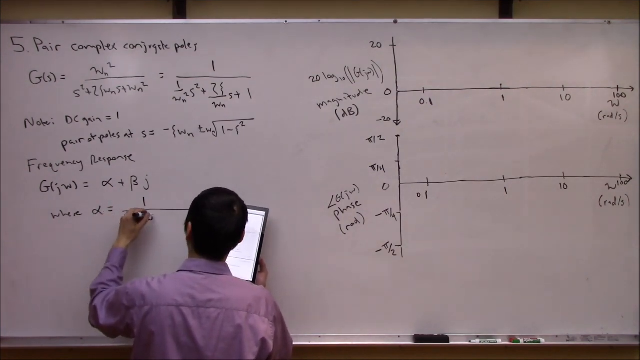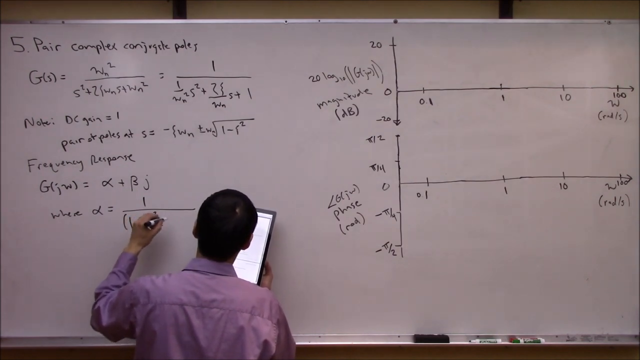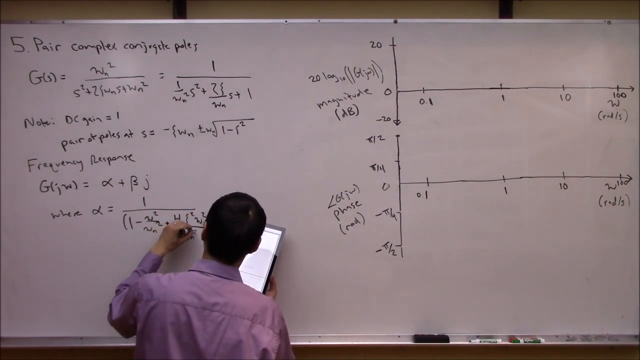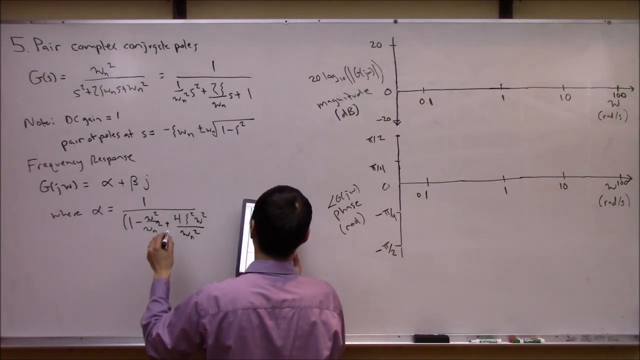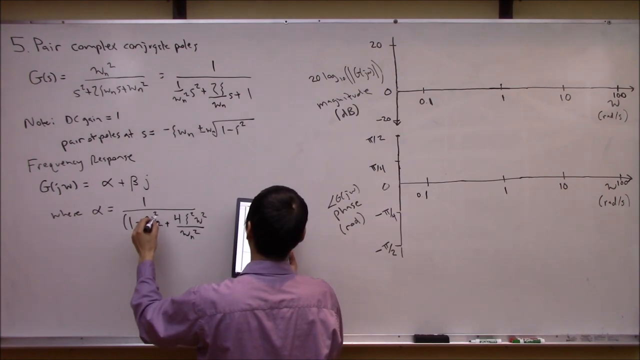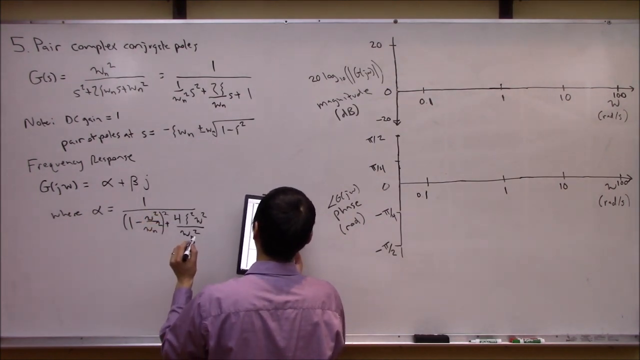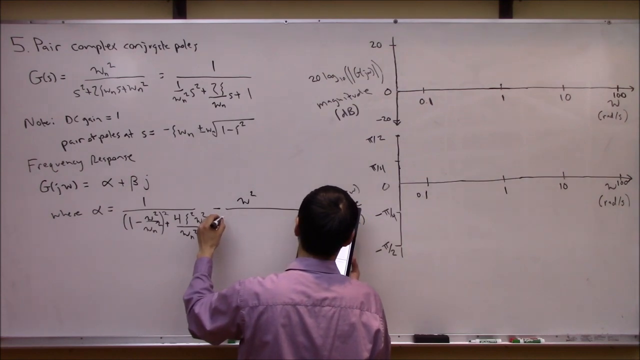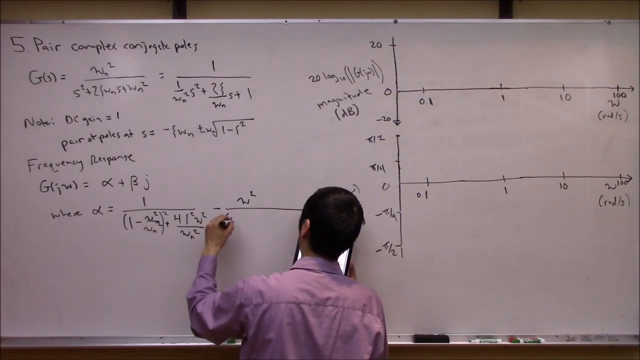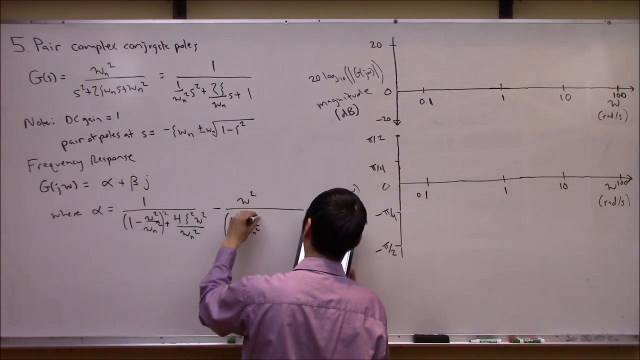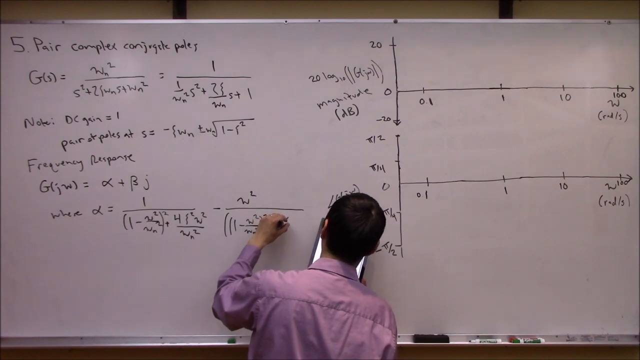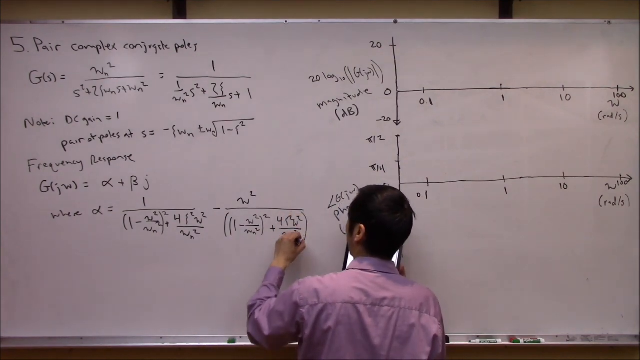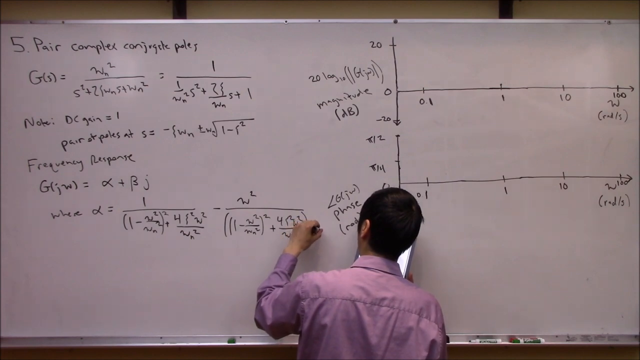quantity 1 minus omega squared over omega n squared plus 4 zeta squared omega squared all over omega n squared. Okay. And sorry, this term is actually squared. This whole thing minus omega squared all over, we got a couple of braces here. This is now 1 minus omega squared over omega n squared, this squared, plus 4 zeta squared over omega n squared. And then I need a parenthesis to close that, and this whole thing is multiplied by omega n squared. Yuck.